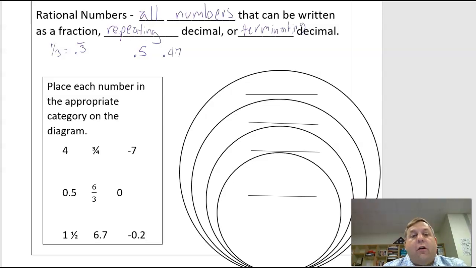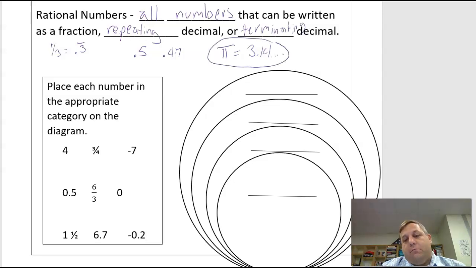There aren't a whole lot of numbers that aren't rational, but there are some. The most famous that you have probably heard of is pi. And it equals 3.14, and it goes on and on forever, and it never repeats, and it never ends. And you've probably heard that before, but that would be a non-rational number. So we're going to put a mark through that because it's not rational.